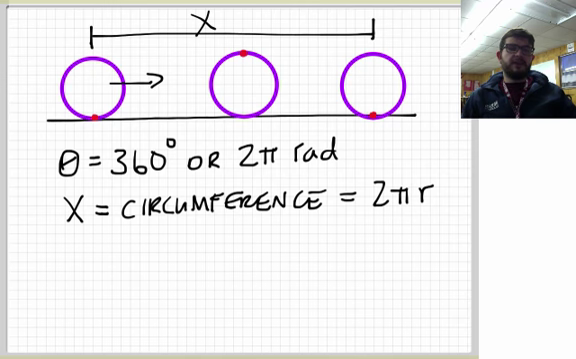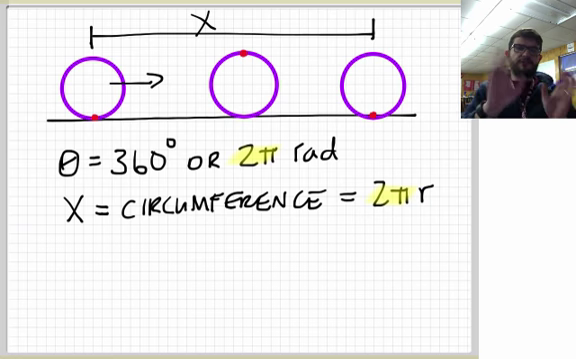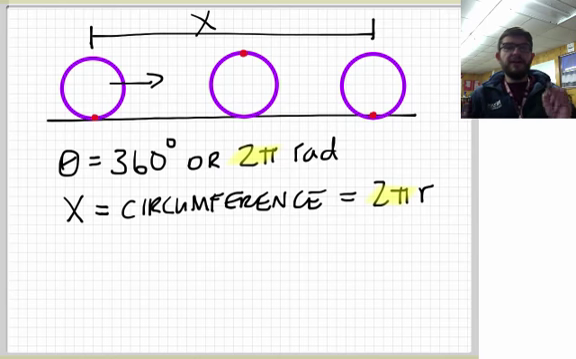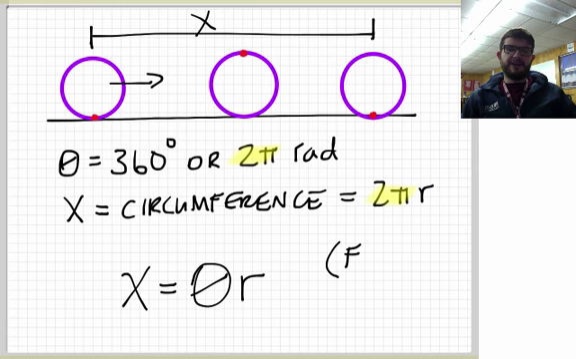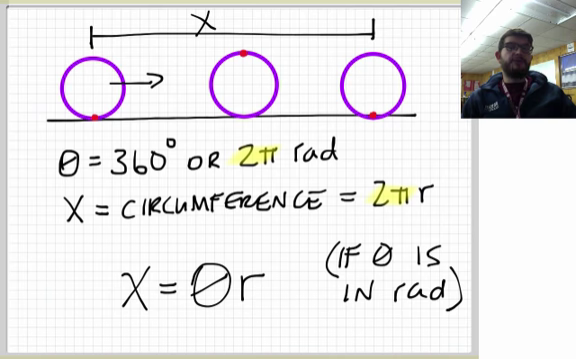So hopefully you see that there's a connection, because both of those are examples where you have 2 pi. The angle in radians is 2 pi, and the distance it travels is 2 pi times the radius. So that leads us to the equation that the distance it travels, x, is equal to the angular displacement times the radius of the circle. But that only works if theta is in radians, because if you measure theta in degrees, then you would do 360 times r, which isn't going to work. It's only if theta is in radians that this equation works.